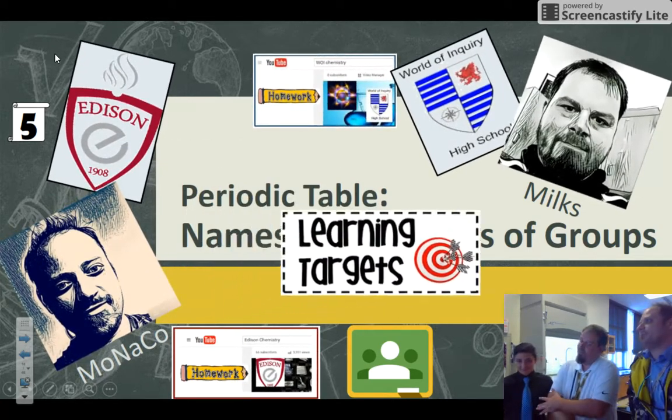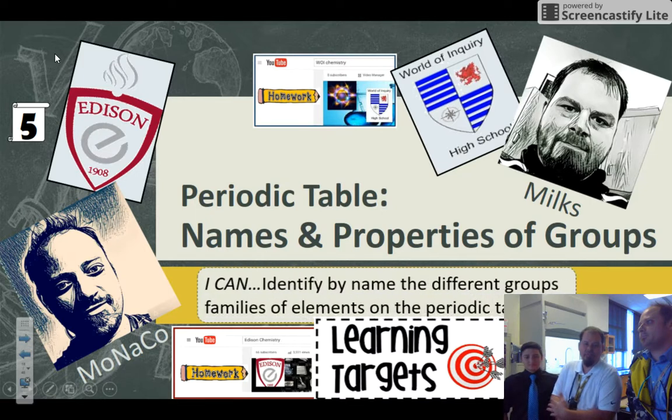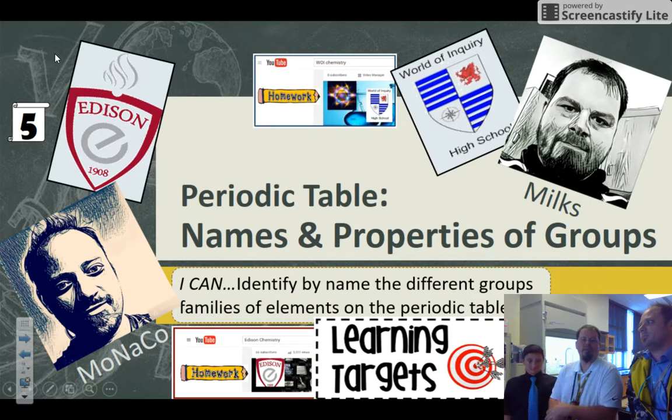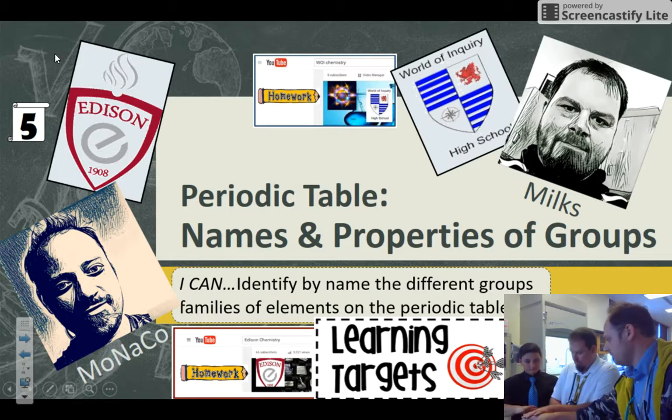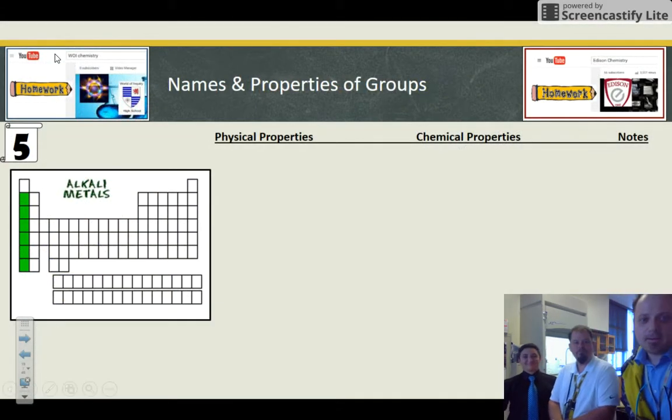Learning targets. Let's do that. It's a necessary evil. When we're done with this, we will be able to identify the names of the different groups and families on the periodic table. Ready? 1, 2, 3, team. Quickly. All right. Let's go.